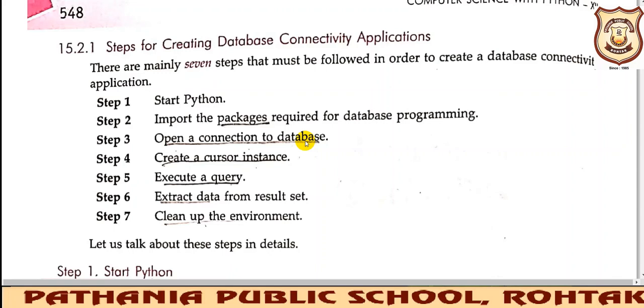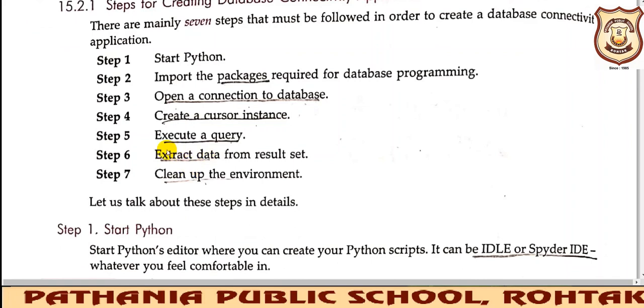Then you need to create a connection, and for creating a connection you need a cursor. So what is this cursor? We will read this topic in detail. Actually, it is just like a pointer that is helping you to access the MySQL database. Next, after you have created a connection to the database, and you have created a cursor also to fetch the data, you need to execute the query. Then the executed query will extract the data from your database, or we can say from the result set, and finally, once your operation has been done, you will clean up the environment.